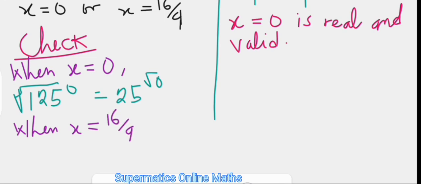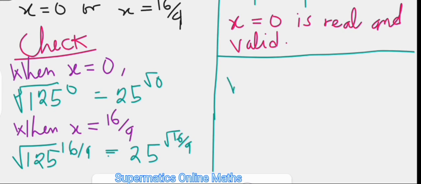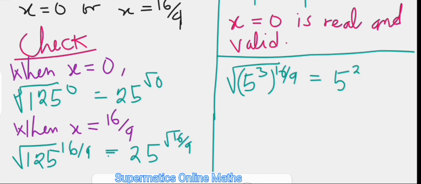Substituting this into the original equation, we have the square root of 125 raised to power 16 over 9. And we want to test if this is actually going to be equal to 25 raised to power square root of 16 over 9. So once again, 125 is written as 5 to the third power, and that raised to power 16 over 9. And on the right side, we want to test if this is equal to 5 raised to power 2 for 25, raised to power square root of 16 over 9, which is 4 over 3.